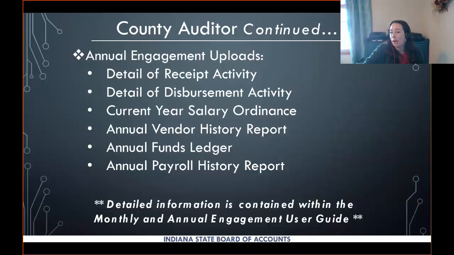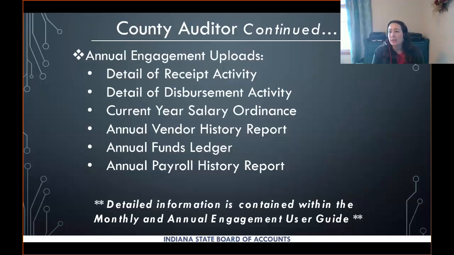All right, your annual vendor history report. This is just a report that shows the total amount disbursed to each vendor. The funds ledger is a report that shows the summary of the beginning balance, total receipts, total disbursements, and ending balance of each fund for the year. I know you're doing it monthly, but we want to see one for the whole year as well. Again, if you have a computer system, a lot of these systems have what I want to call a run button, and it will automatically produce these for you. So you have to get with your software vendor on that if you're unsure.